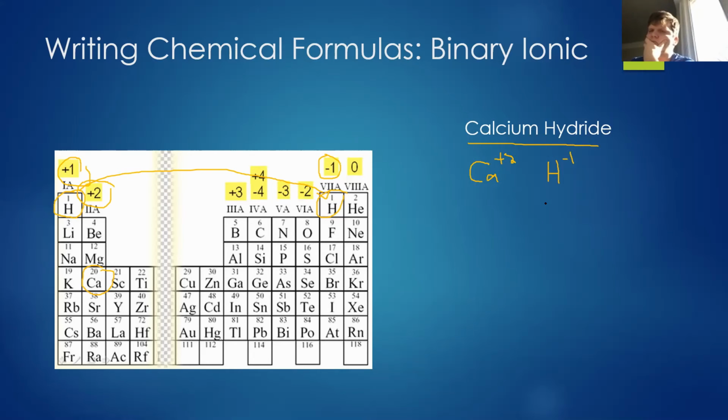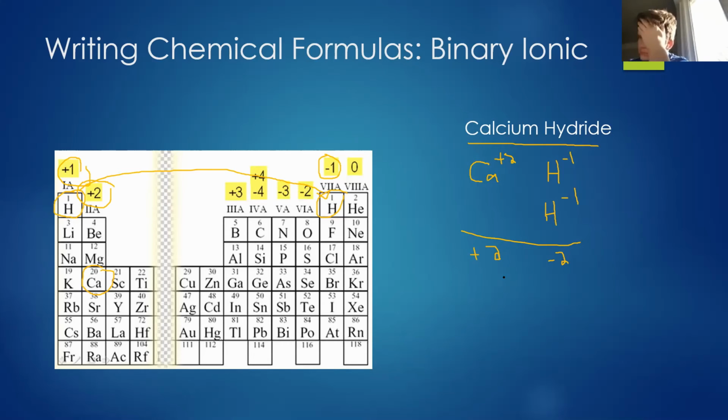So what I need to do is add another hydrogen atom because that hydrogen atom has a -1 charge. So now if I have 2 hydrogen atoms, that means my total negative side will be -2, right? A -1 plus a -1 equals -2. Now on the cation side, the positive side, I have just 1 calcium atom, and that calcium atom is worth +2.